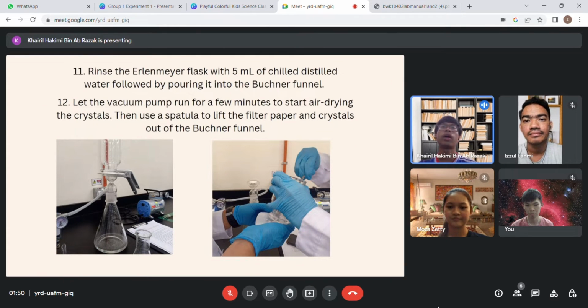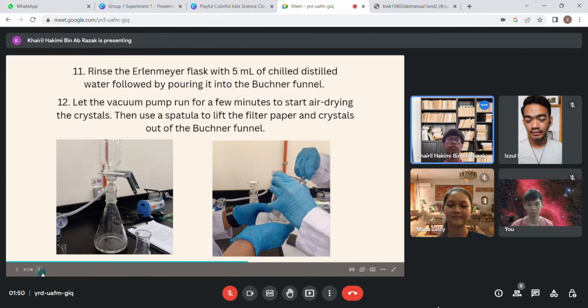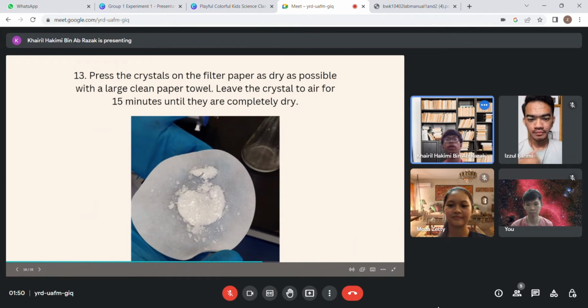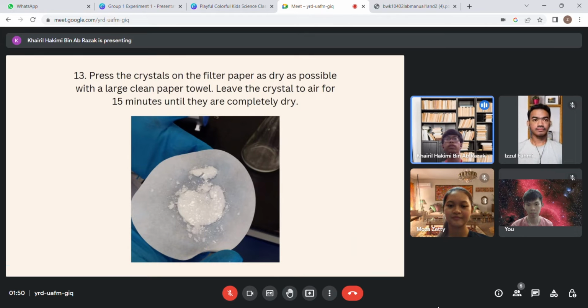Then rinse the flask with 5 ml of chilled distilled water, followed by pouring it into the Buchner funnel. Number 12, let the vacuum pump run for a few minutes to start air drying the crystals, and then use a spatula to lift the filter paper and crystals out of the Buchner funnel. Procedure number 13, press the crystals on the filter paper as dry as possible with a large clean paper towel. Then leave the crystals to air dry for 50 minutes until they are completely dry.